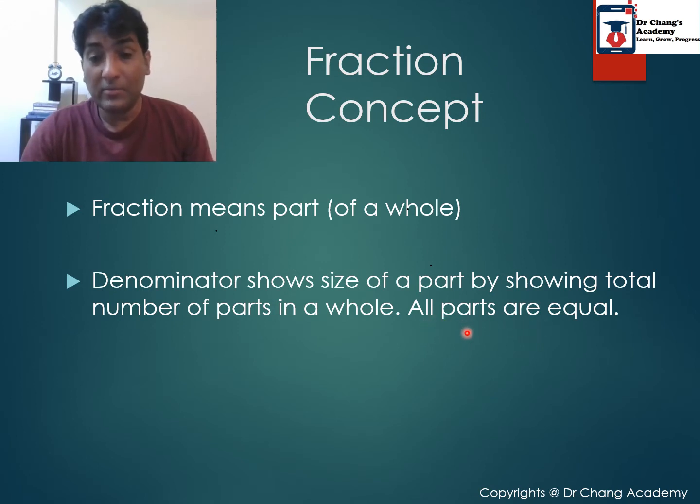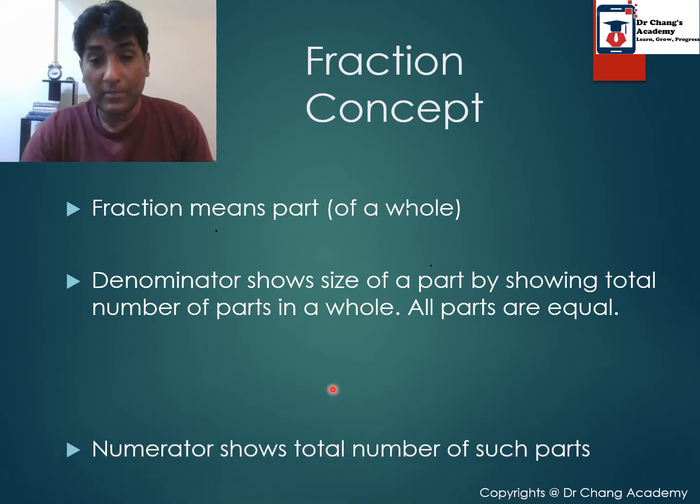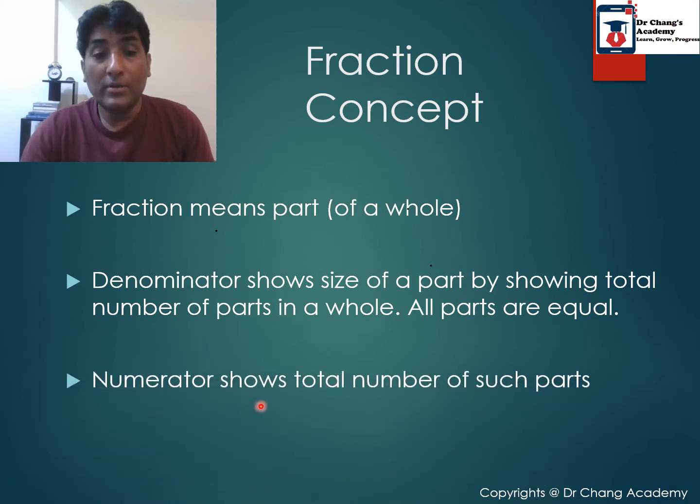Remember this, because if parts are different, we cannot determine the size, so that's illogical. So we have to keep all parts equal. And the numerator, which is the number above the fraction line, shows the number of such parts. So the denominator shows the size of a part by showing the total number of parts in a whole, and the numerator shows such parts. Such parts can be any number of parts: 2, 3, 500, 1000, 2000, 6000.